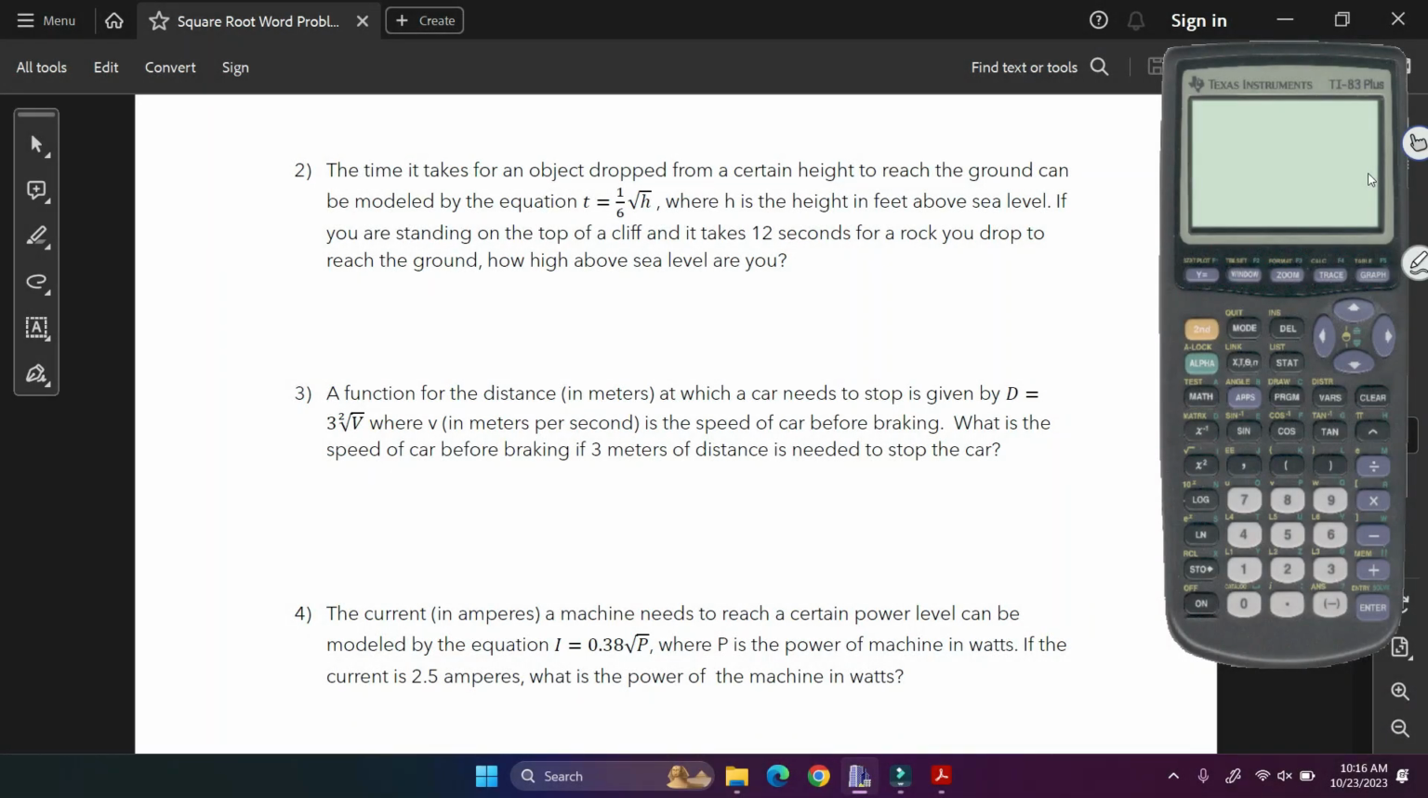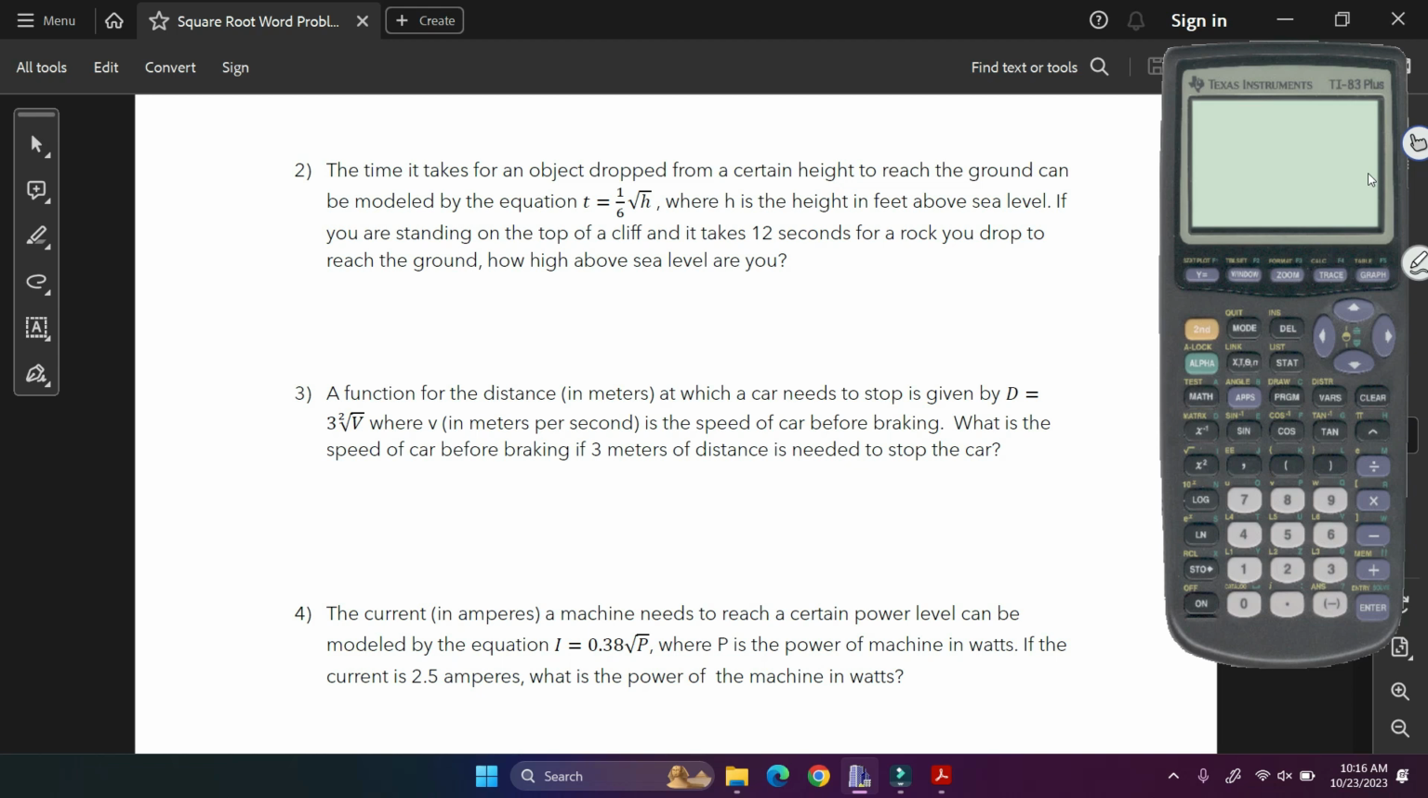All right, question 2 says, the time it takes for an object to drop from a certain height to reach the ground can be modeled by the equation t equals 1/6 times the square root of h, where h is the height in feet above sea level. If you're standing on top of a cliff and it takes 12 seconds for a rocky drop to reach the ground, how high above sea level are you?